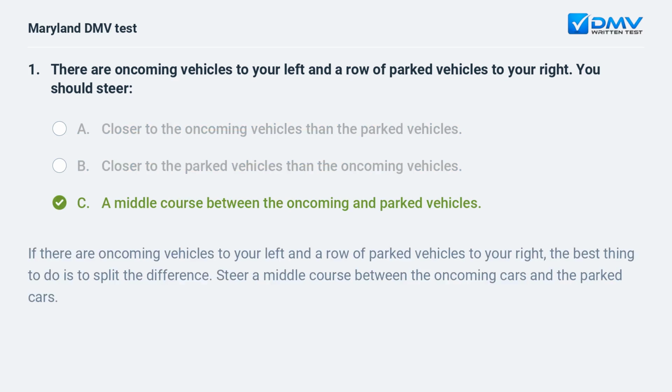C. A middle course between the oncoming and parked vehicles. If there are oncoming vehicles to your left and a row of parked vehicles to your right, the best thing to do is to split the difference. Steer a middle course between the oncoming cars and the parked cars.